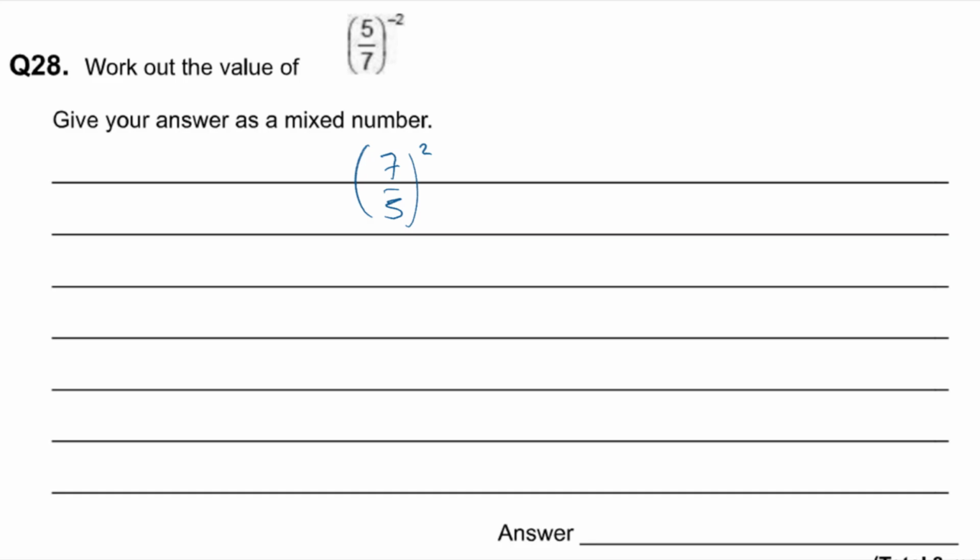Okay, that's the easiest way of doing it because 5/7 is 7/5 to the minus 1. And then multiply minus 1 with minus 2, and that gives you 2. So if you've got a negative index of a fraction like that, you can just flip the fraction over and change it to a positive index. So 7 squared is 49, 5 squared is 25. Mixed number, so 25 into 49 goes once, remainder 24, doesn't it? So that's equal to 1 and 24/25ths. Okay, so 1 and 24/25ths.